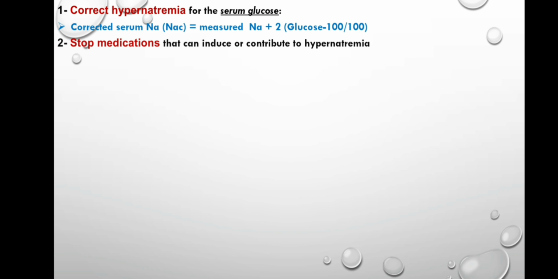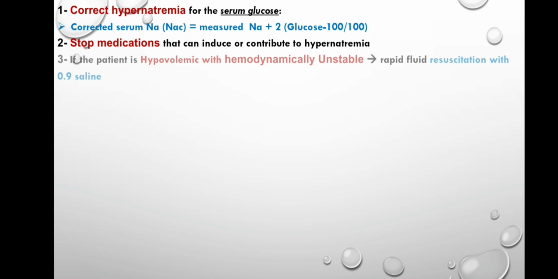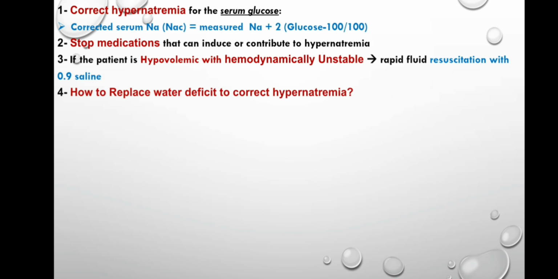So first correct hypernatremia for the serum glucose, then stop any medication that can induce or contribute to hypernatremia, and we mentioned all medications before. Then if the patient is hypovolemic with hemodynamic instability, forget hypernatremia and give resuscitation with normal saline, 0.9 saline.